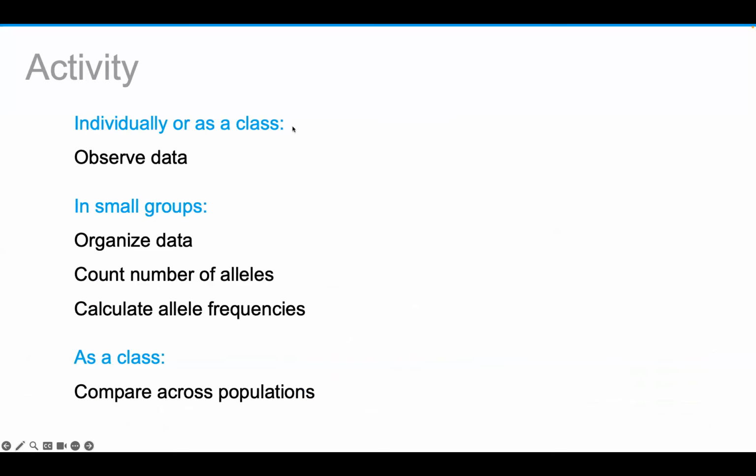So in this activity, we recommend that either students individually or as a class, we guide them through observing the data just to get familiar with the tables in the spreadsheet, the data that they'll be working with. And then in small groups, they work to organize the data, to count the number of alleles, calculate allele frequencies, and then coming back as a class and comparing the information that they gathered across the populations. So we'll do this together.